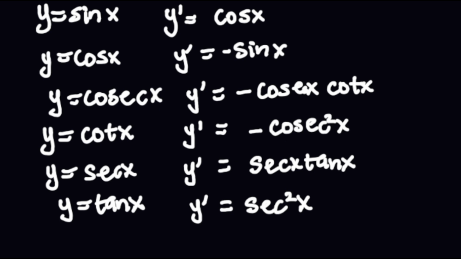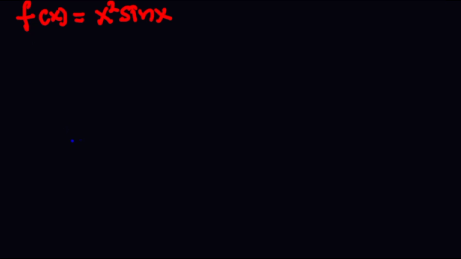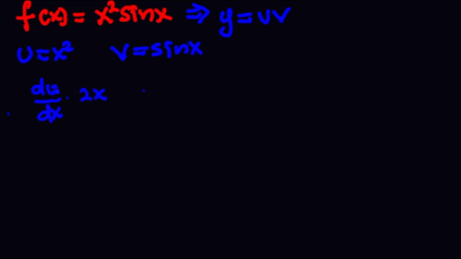Now let's start. Let's take a look at the first question I'm having here. We are given y equals, let's just say f of x equals x squared sine x. So this expression is the same thing as writing y equals uv. In that case, I'm going to take my u as x squared and v as sine x. Now, if I find the derivative of u with respect to x, that's du/dx, and in this case it gives 2x.